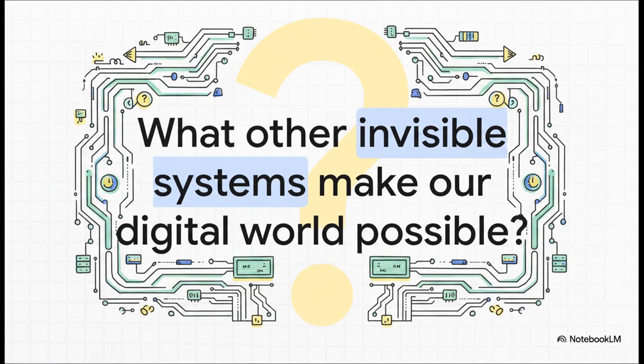And this is just one small piece of that puzzle. It makes you wonder, doesn't it? What other invisible, elegant systems are just humming away beneath the surface, quietly making our entire digital world possible? It's something to think about.